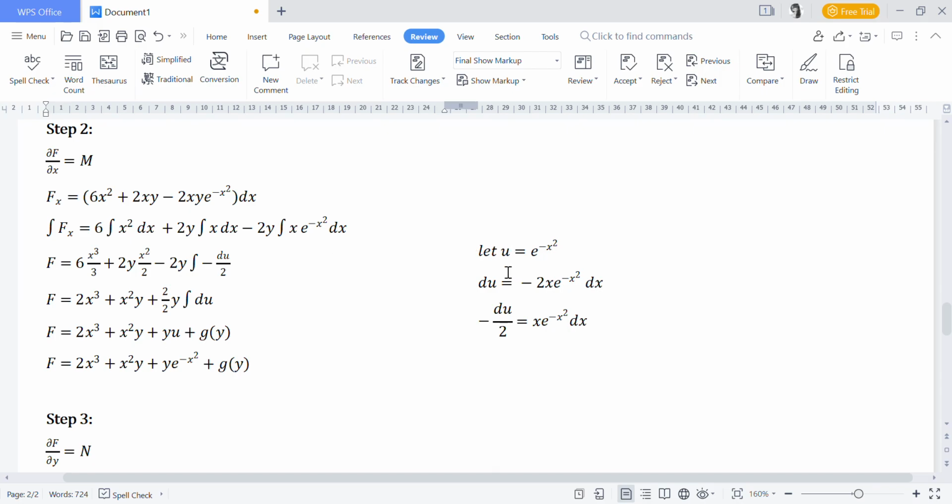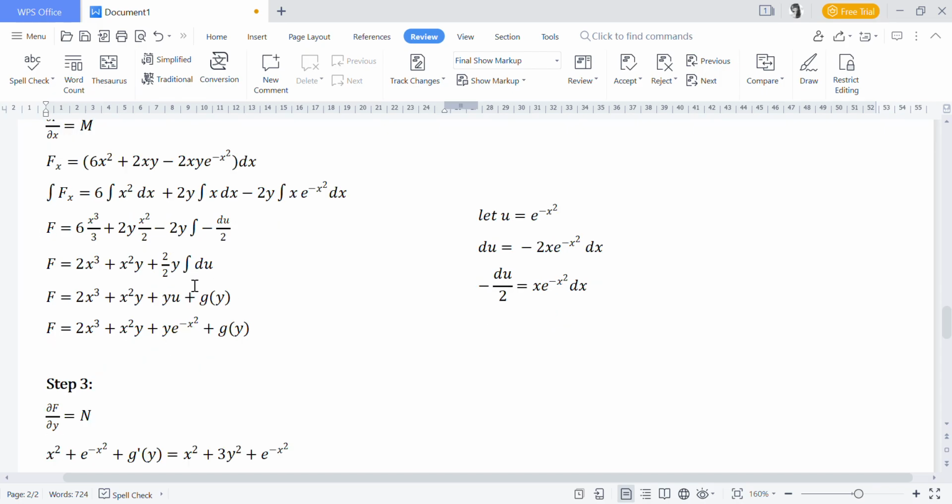So we're going to let u is equal to e raised to negative x squared. Then du is equal to negative 2x e raised to negative x squared dx. And we will now have negative du over 2 is equal to x e raised to negative x squared dx. Since this one and this one are the same, this one is considered as negative du over 2. Here, we're going to substitute that.